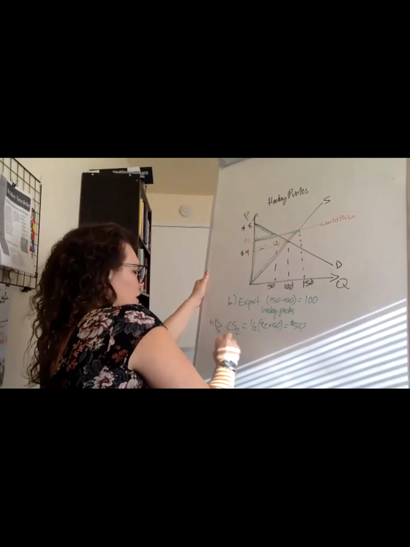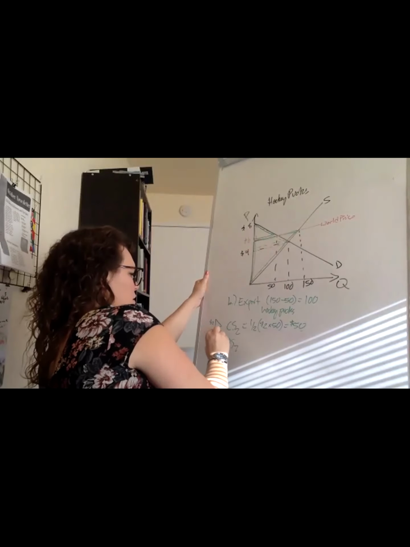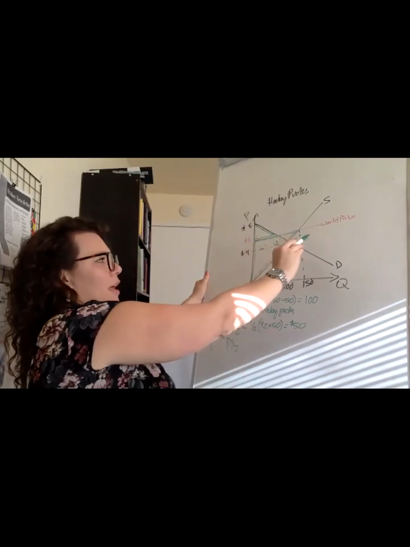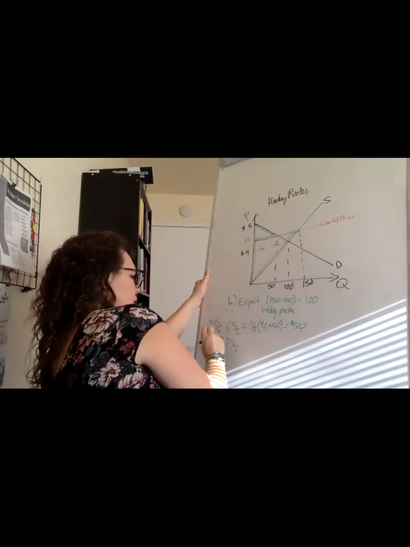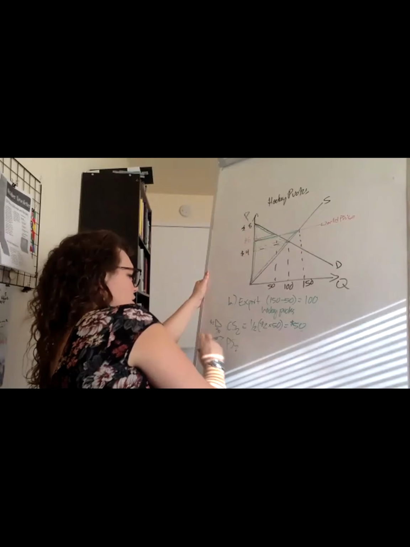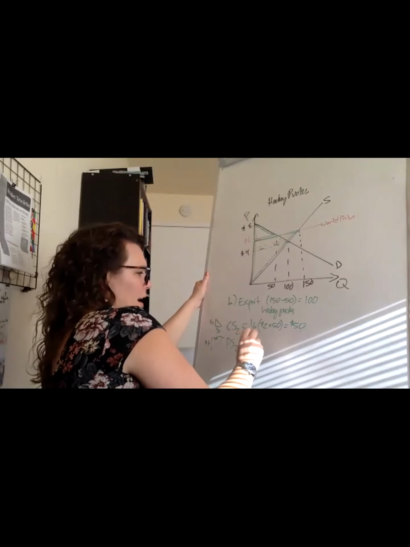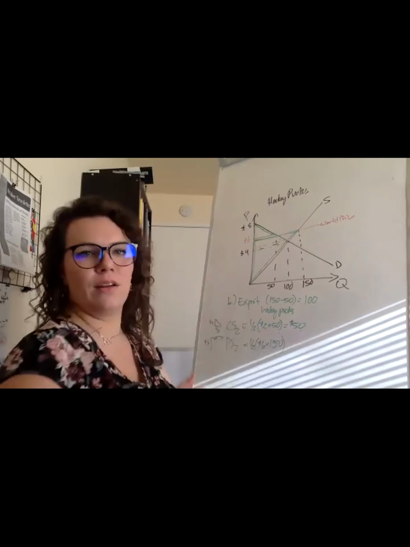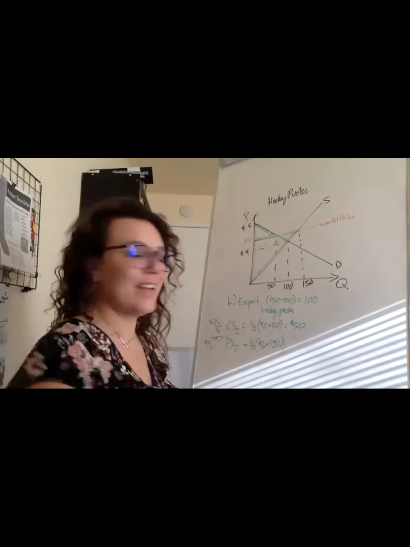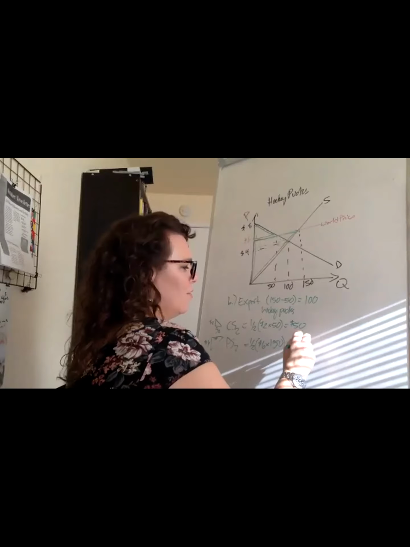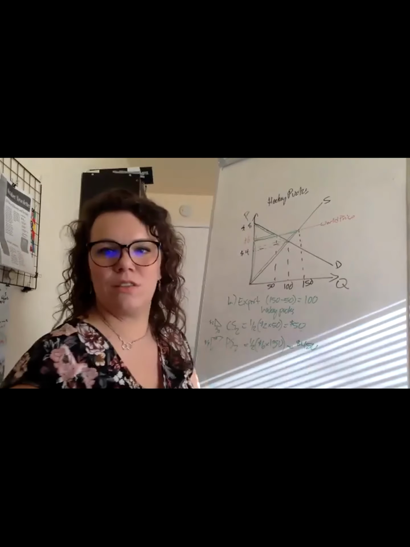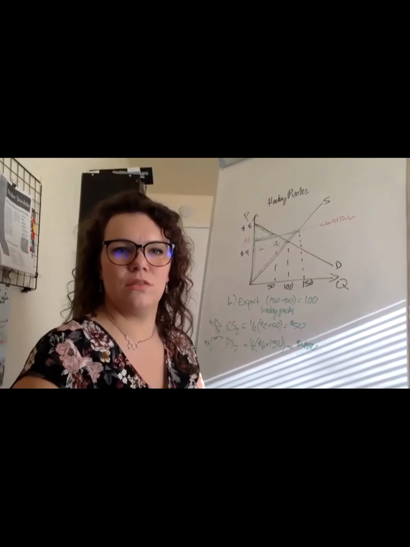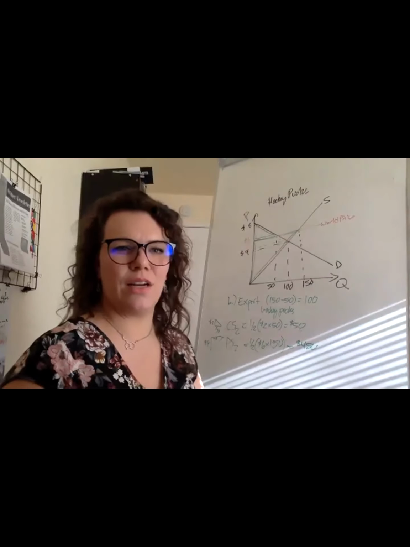So producer surplus is a triangle with a base of 150 and a height of $6. So it's going to be 1/2 $6 times 150, right? Or 1/2 of $900 is $450. With me? I know it's kind of hard to see.